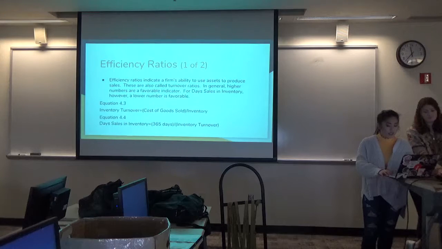Efficiency ratios indicate a firm's ability to use assets to produce sales. These are also called turnover ratios. In general, higher numbers are a favorable indicator. For days sales in inventory, however, a lower number is favorable. Inventory turnover is cost of goods sold over inventory. Days sales in inventory is 365 days over inventory turnover.